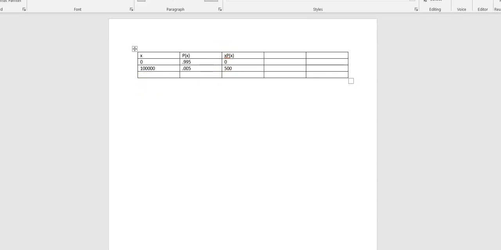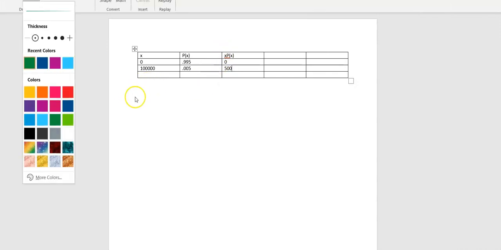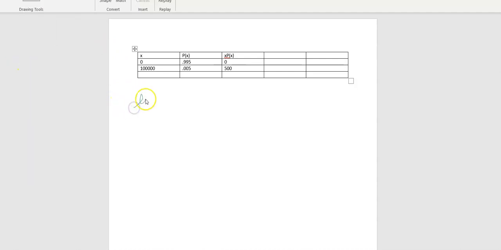All right, now recall our formula for the mean is the sum of the x times p of x. All right, so let's add these up. If we add them up, that is 500. Our mean is 500. So the average payout is $500, which means the policy for the insurance company needs to cost more than $500 for a person.